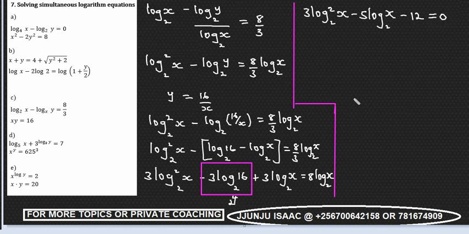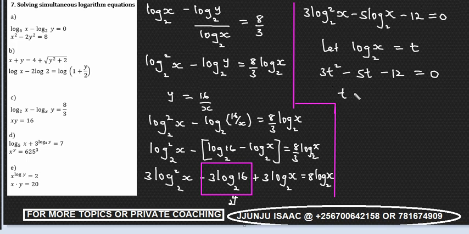equal to 0. And now when we look at this, we can let log base 2 of x be any other letter. Let me call it t. So we shall be having 3t squared minus 5t minus 12 equal to 0. And now we can solve for t using the quadratic formula.